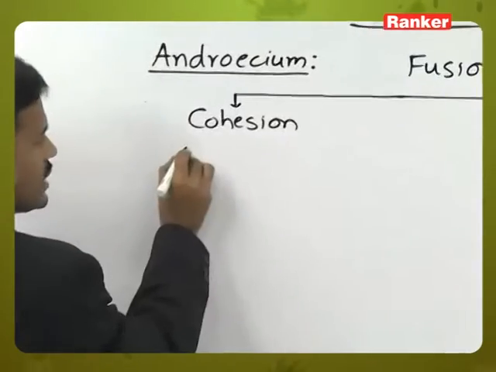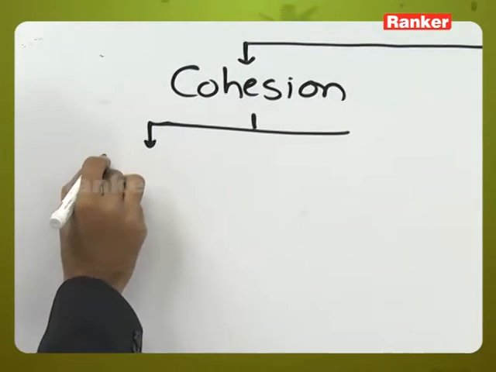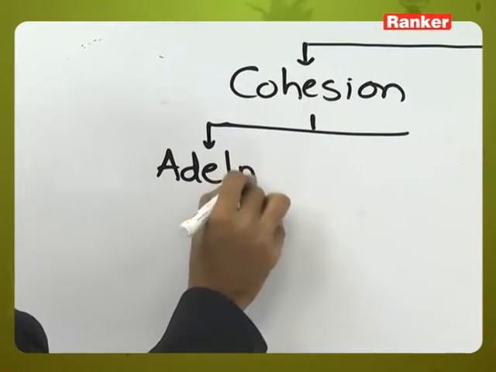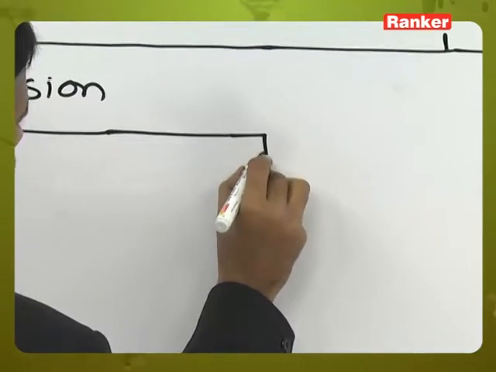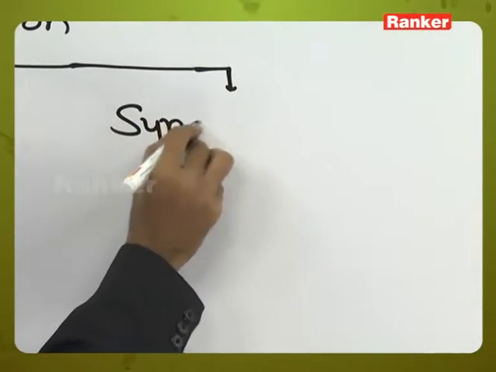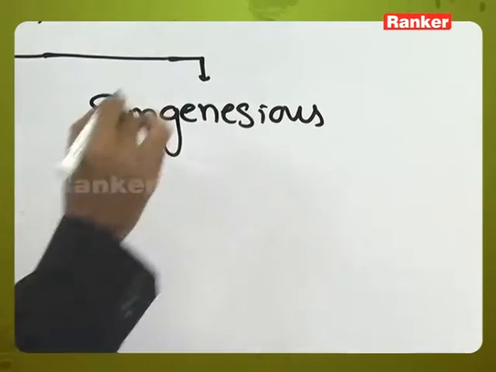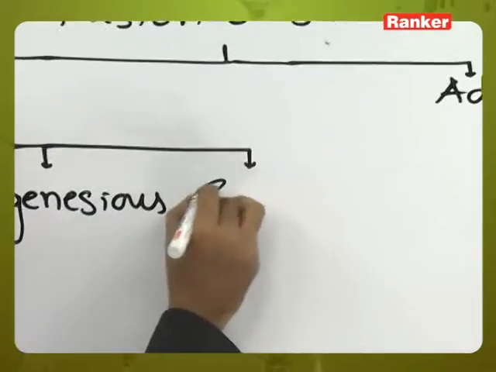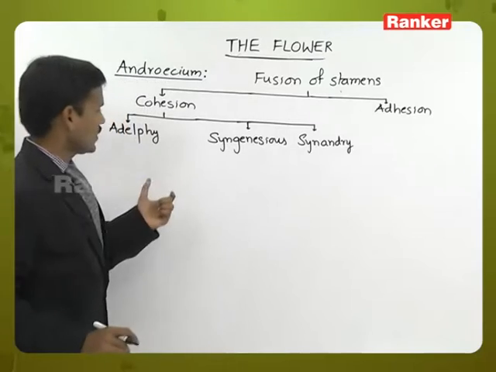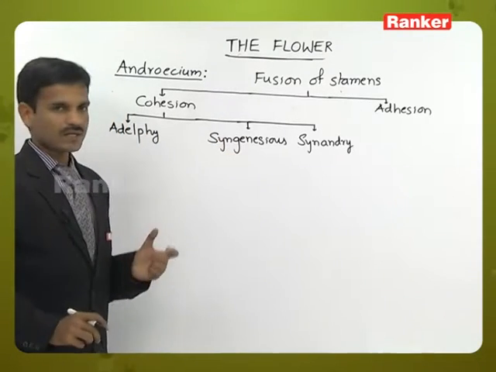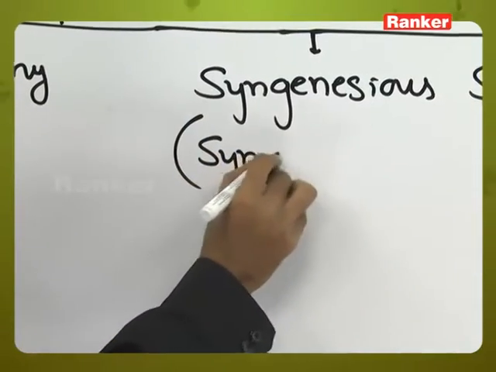Here cohesion is of three types. The first one is Adelphy, the second one is Syngenesious, and the third one is Synandry. So Adelphy, Syngenesious, Synandry, three types of cohesion. Syngenesious is also called Synantherous.